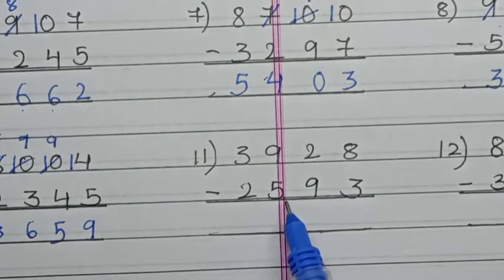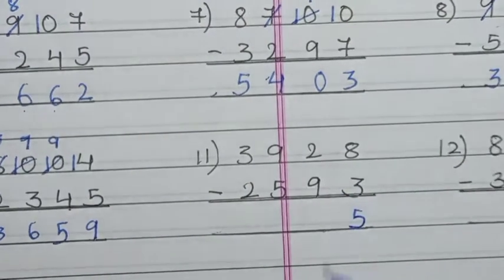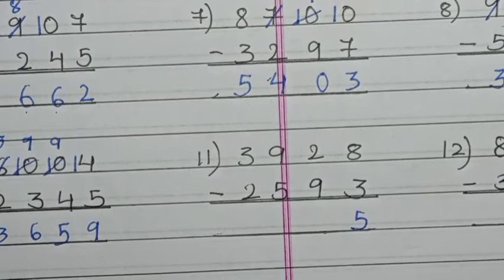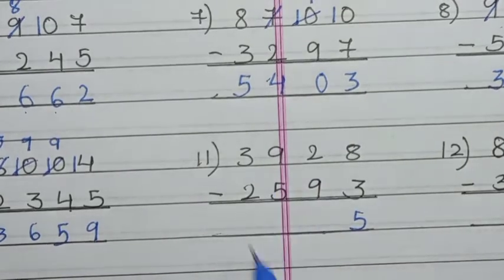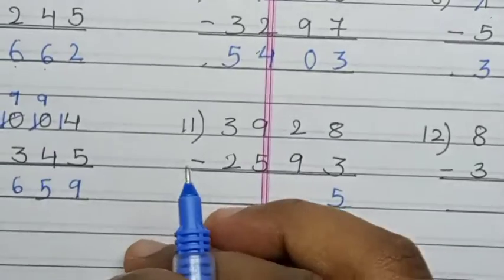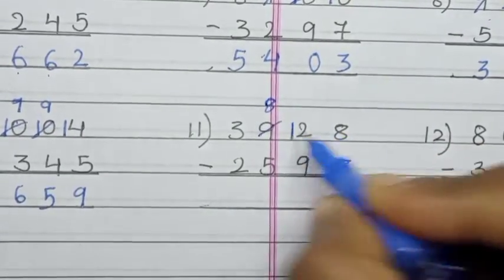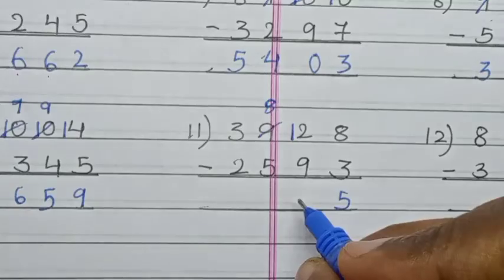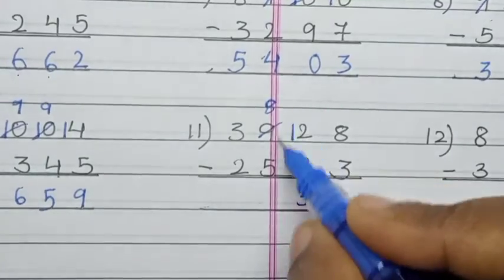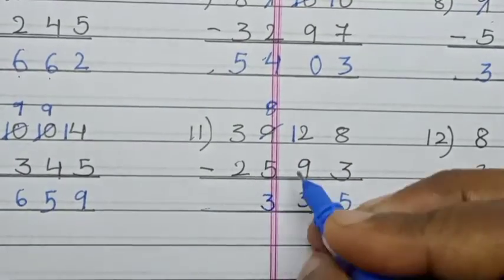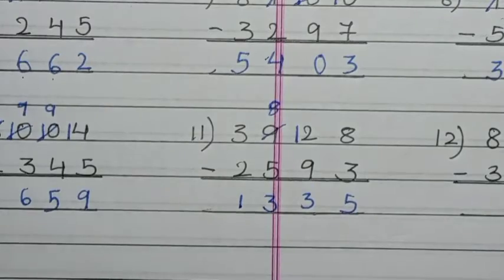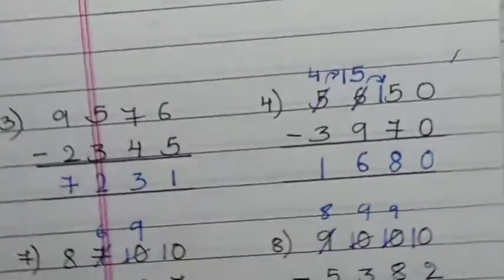3928 minus 2593. What is 8 minus 3? 8 minus 3 is 5. What is 2 minus 9? Can't do it because 2 is less than 9. So what do I do? I'll borrow from the next number. That is, if I borrow 1 from 9, 9 will become 8, 2 will become 12, right? 12 minus 9 is 3. And again, 8 minus 5 is 3. 3 minus 2 is 1. So the answer is 1335. So let's answer the next one here.